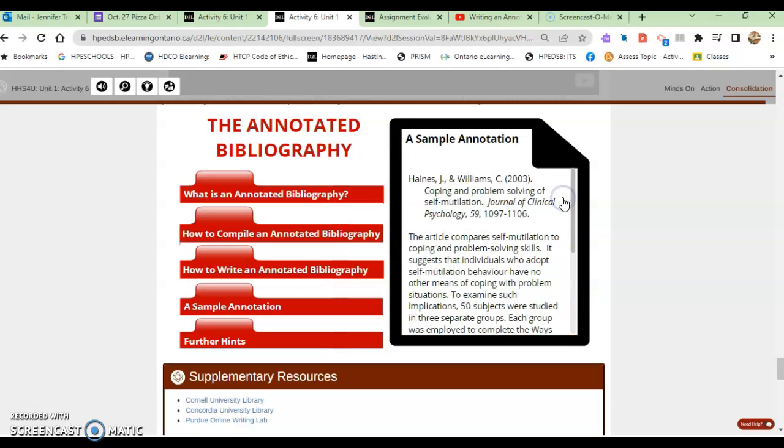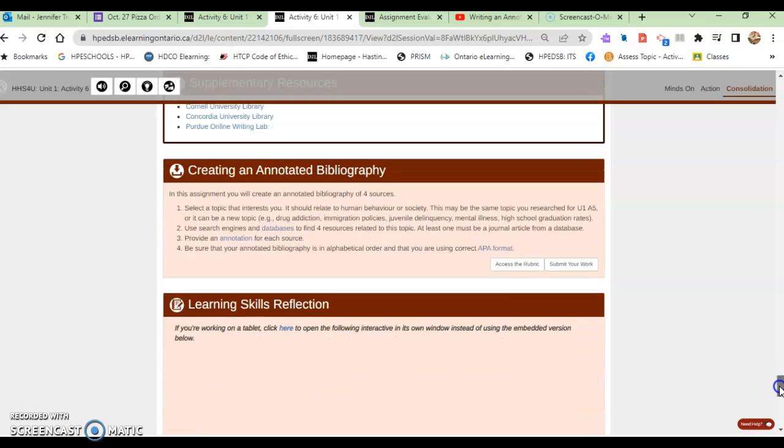So your job, let's go look at the assignment. Sorry, it's not moving there. There we go. Your assignment is to find a topic and pick four sources. It can be on anything that you want. Then you're going to find four resources or sources on that topic. So if I pick poverty, I need to find four different resources on that topic. At least one must be a journal article from a database.